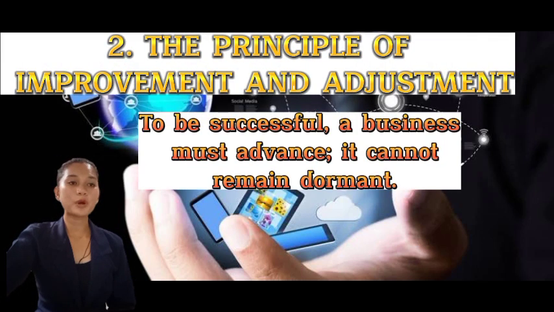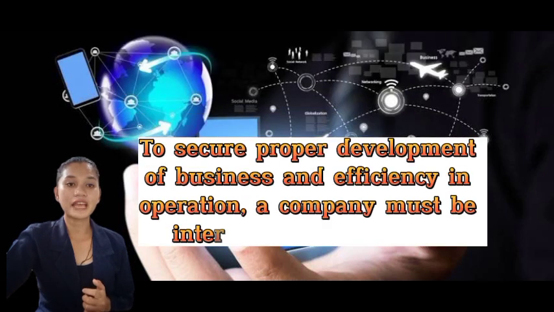And the second principle is the principle of improvement and adjustment. To be successful, a business must advance. It cannot remain dormant. Dormant is non-active. The management of a company is responsible for the continual development of the business. In any industrial concern, management must be on constant alert to improve the product or service. The company that continually improves its methods and systems progresses, while the company content with things as they are slips back.